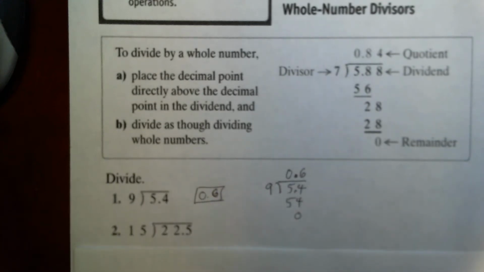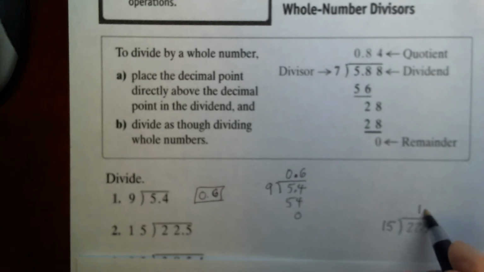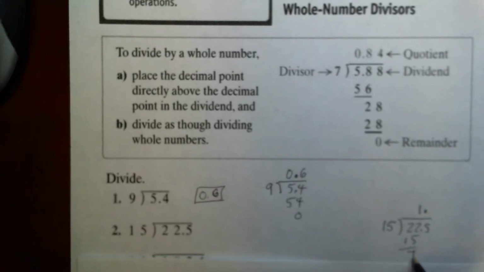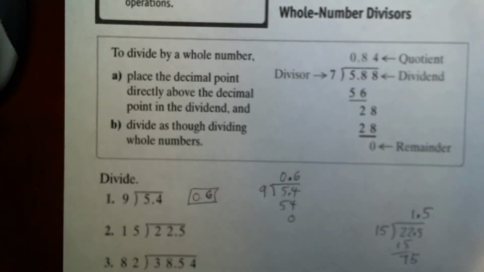Similarly, for number 2, when we divide 15 into 22.5, then 15 into 22 is 1 time, and so we have 1 times 15 is 15. We subtract, so we have 7, we bring down the 5 is 75, and then we have our decimal point right above the other decimal point, and then 15 into 75 is 5 times, and 5 times 15 is 75, so we subtract, and the remainder is 0. So the quotient here is 1.5.